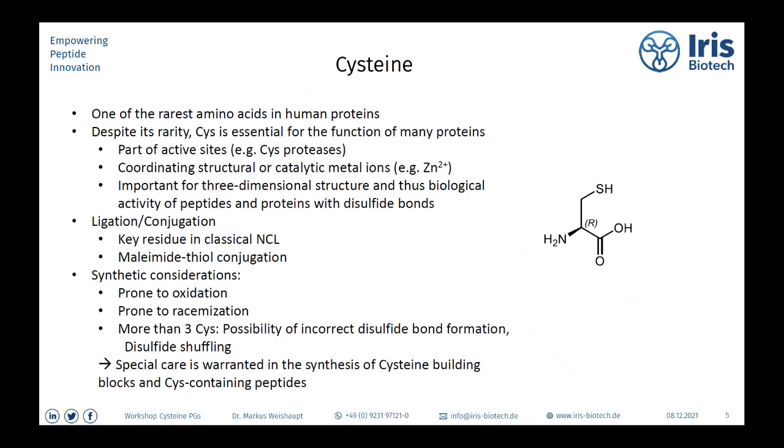Due to its intrinsic properties, there are some synthetic considerations to take into account. Cysteine is prone to oxidation as well as to racemization. If the target compound contains more than 3 cysteines, there's the possibility of incorrect disulfide bond formation and also disulfide shuffling. So special care is warranted in the synthesis of both cysteine building blocks and cysteine-containing peptides.